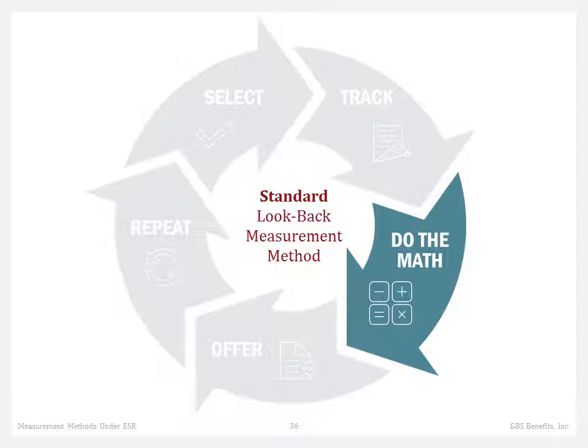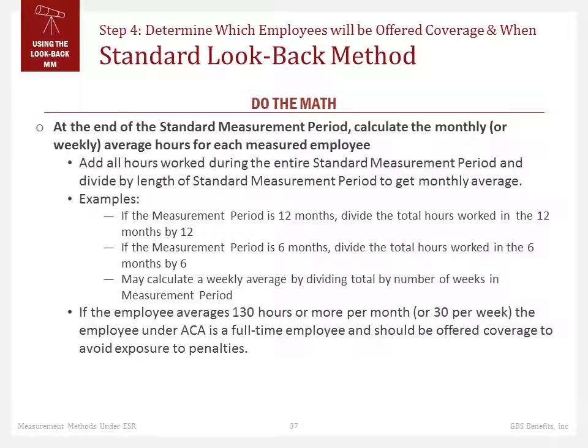So we've selected and tracked, and now we're doing the math. That's simply adding up like we just did on that prior page. You're taking the total hours for all 12 months and dividing that by 12 if your measurement period is 12 months. So for example, you have an employee who worked 1,252 hours total in the entire 12-month time period. You would divide that by 12, and if that number is under 130 hours, which I believe it would be, then that individual is not considered a full-time employee and would not be eligible for coverage. But if it's over 130 hours, they would be.